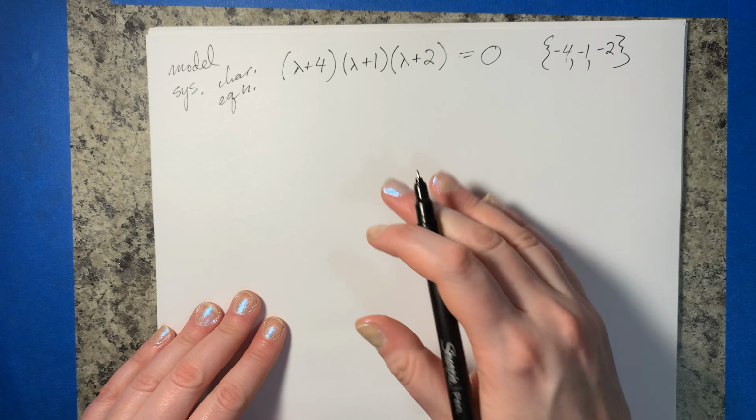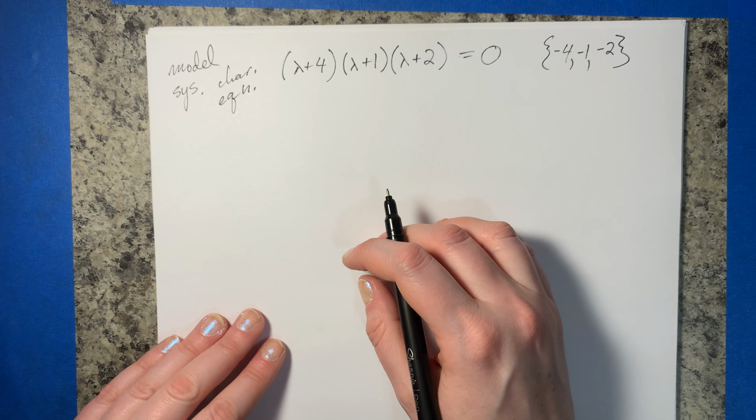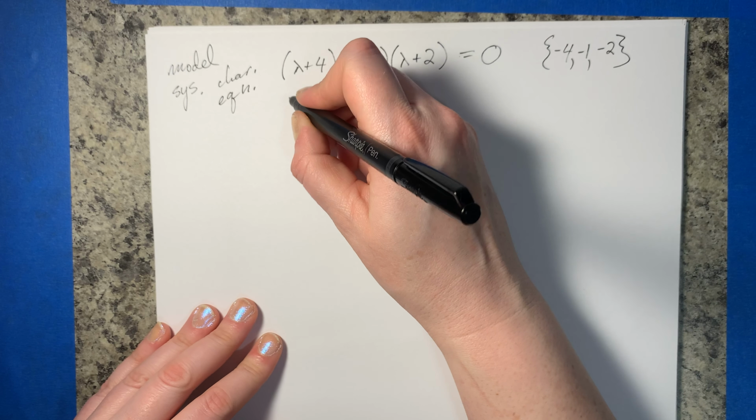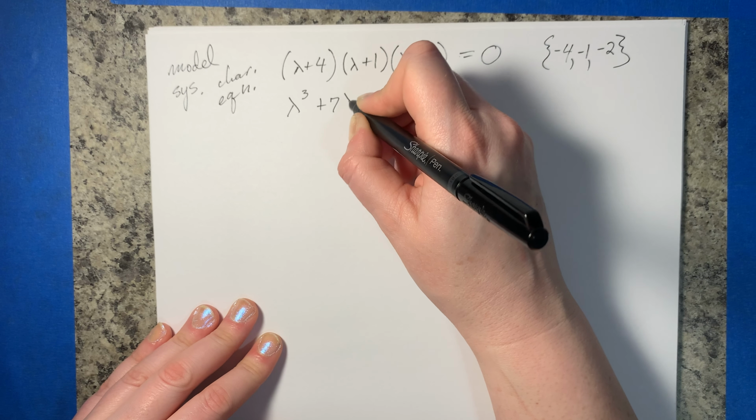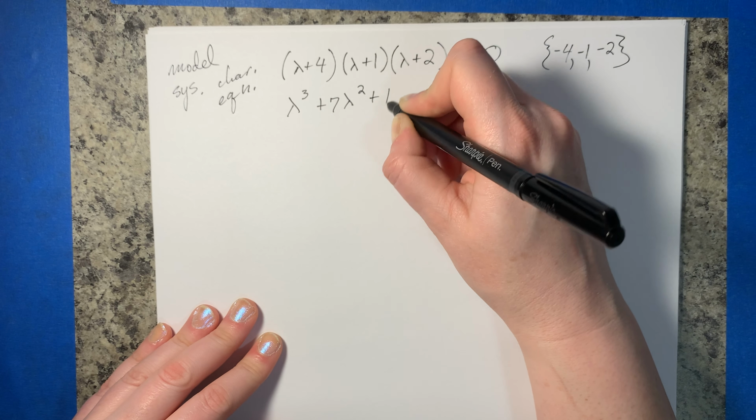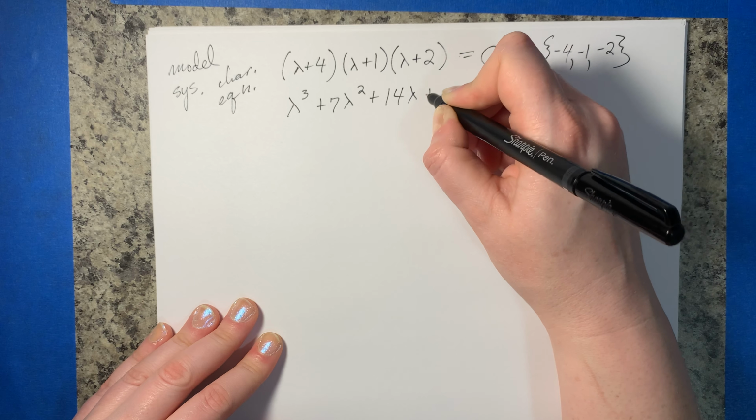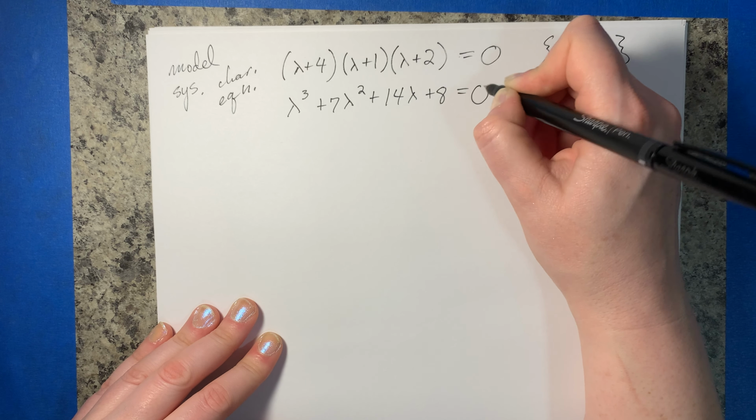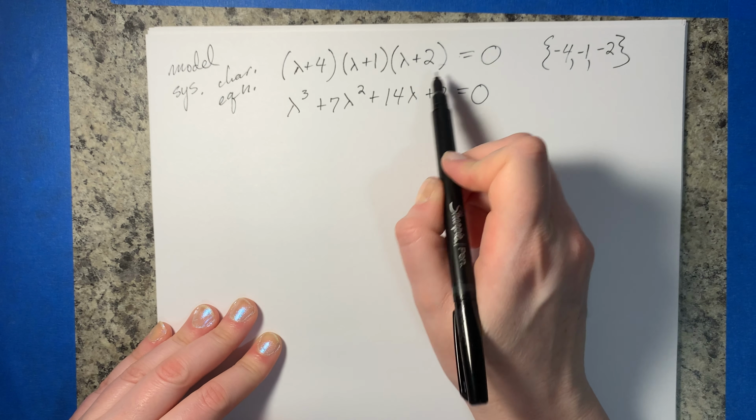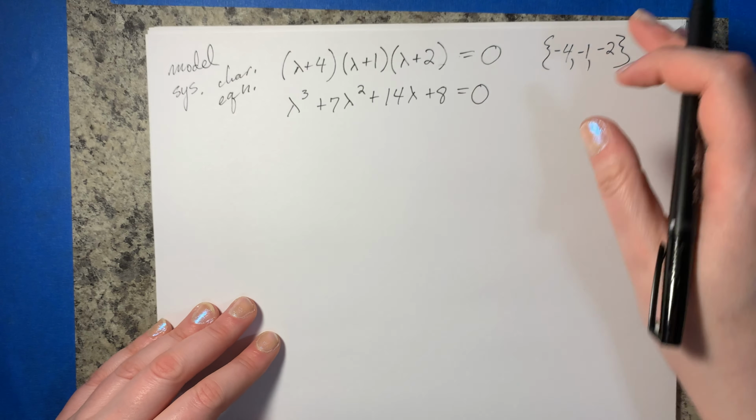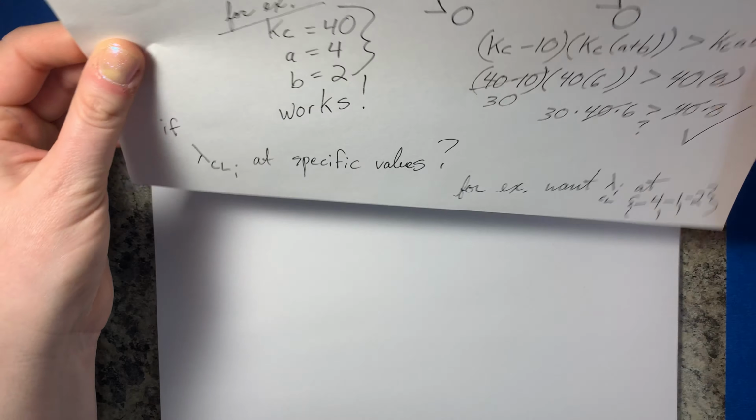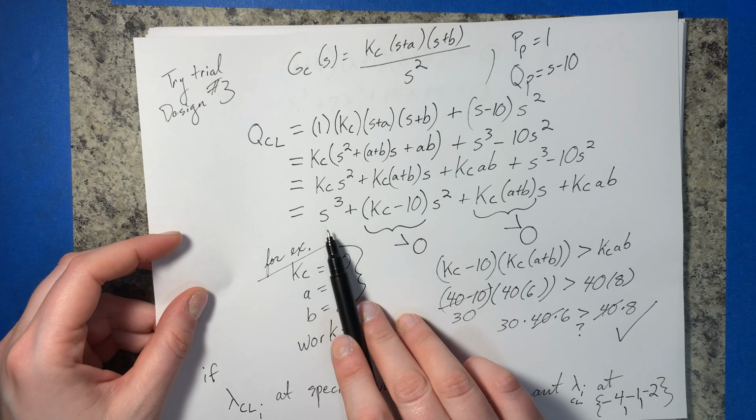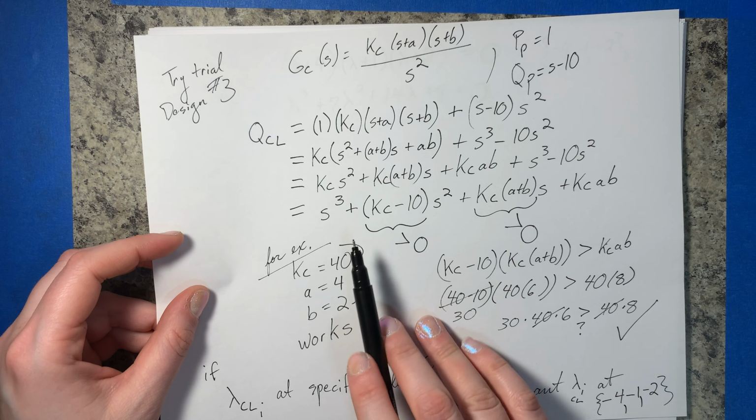Okay. All right, so multiply this out. And if you do multiply this out, you should see that we have a lambda cubed plus a 7 lambda squared plus 14 lambda plus 8 equal 0. All of that's just FOILed out. It becomes this. And so, at this point, what you would do is compare the coefficients with our QCL for our design that we decided would work.